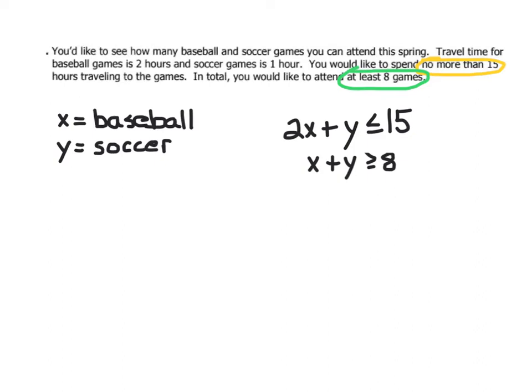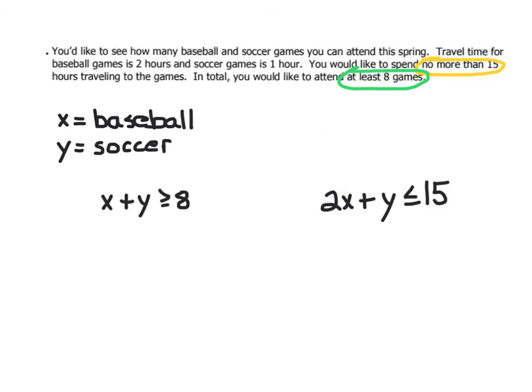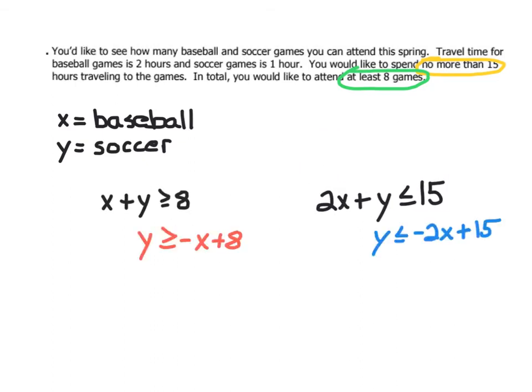Now, for graphing purposes, I'm going to convert these to y-intercept form. So let me go ahead and separate them so that I can work on them. Now you can see that when the equations have been converted to y equals mx plus b, or slope-intercept form, we have y greater than or equal to negative x plus 8. That's one inequality. And then we have y less than or equal to negative 2x plus 15, the other inequality. So we have our system of inequalities. Now let's take a look at what it looks like graphed.